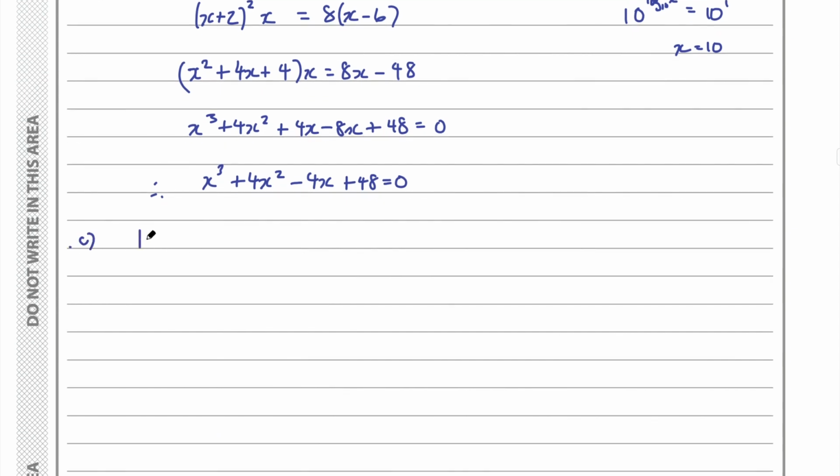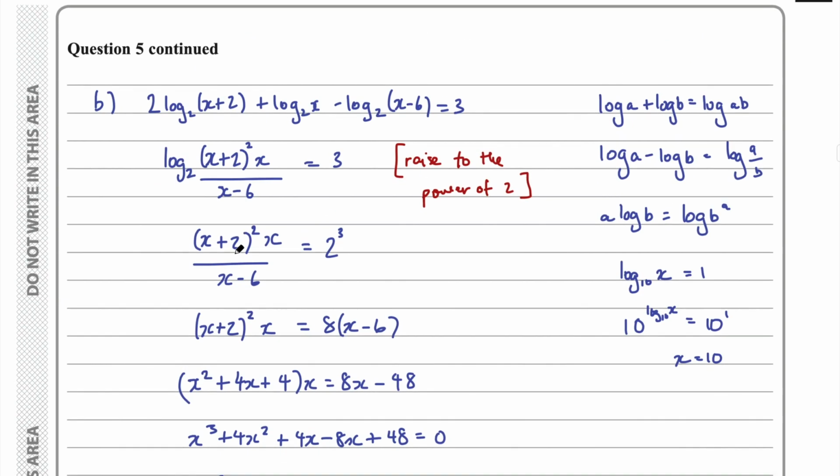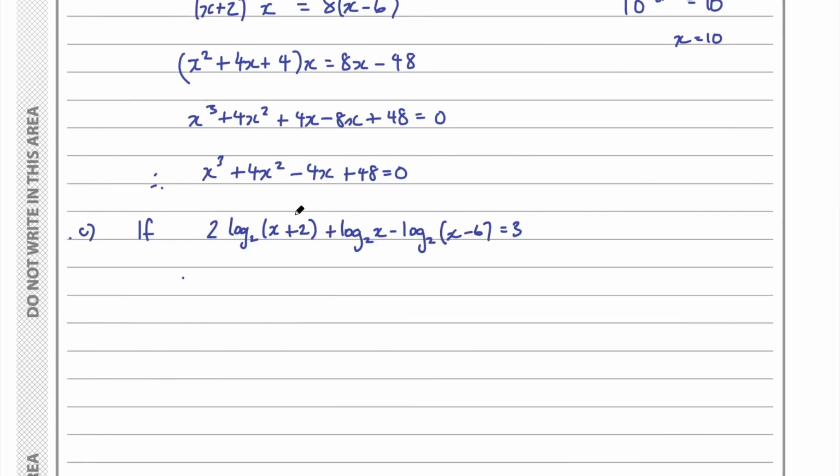So if, and rewrite out all of that again. So if we have this equation, then we can also say that x cubed plus 4x squared minus 4x plus 48 equals 0, as shown in part B. And therefore, we've also shown that this equals x plus 6 multiplied by x squared minus 2x plus 8, and that is equal to 0.